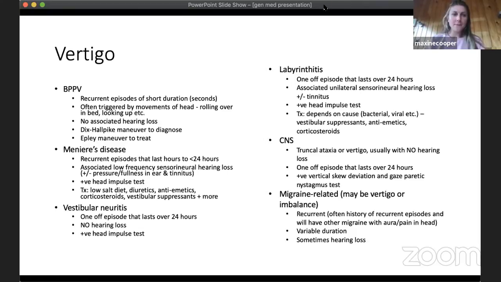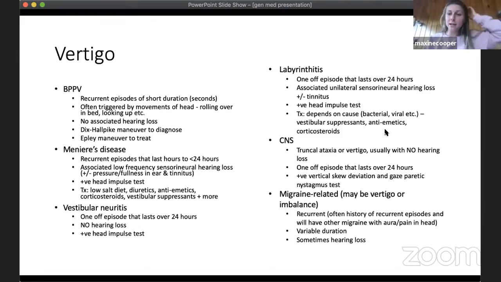Okay. Going on to central causes. There are plenty of central causes, such as strokes. It can present with an ataxia, also vertigo, but there's usually no hearing loss associated. As you would expect, it's a one-off episode lasting a long time, over a day. If it's cerebellar, it could be associated with dysdiadochokinesia and so on. So good to ask and test for that.